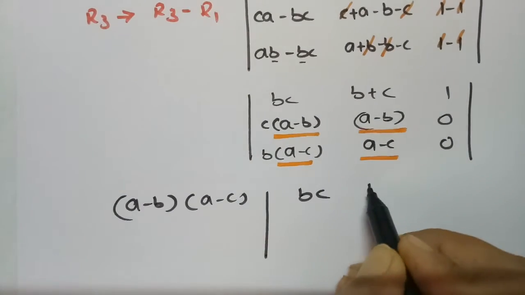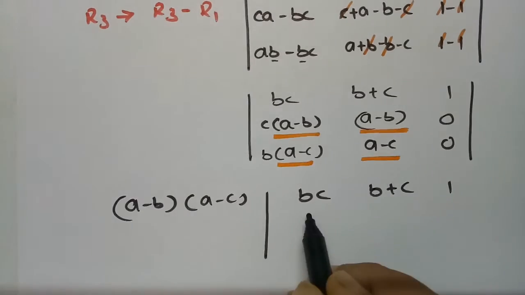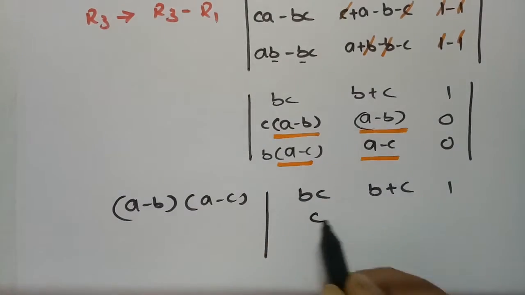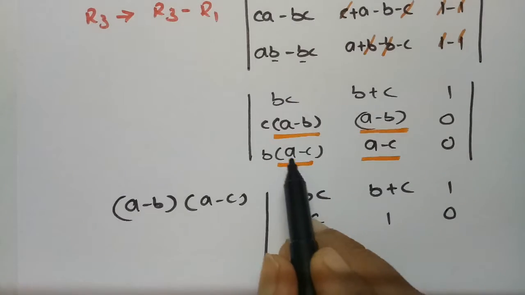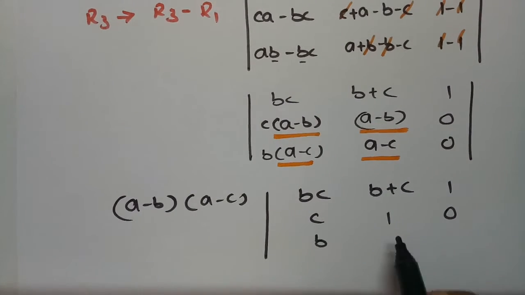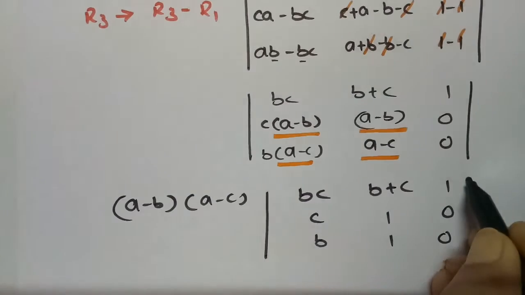So R1 will be as it is: BC, B plus C, 1. If I take A minus B, C remains, then 1, and this is 0. And if I take A minus C common, B remains here, then 1, and this is 0.